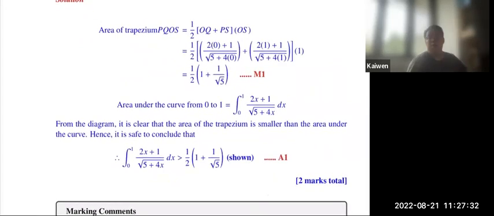Yeah. So this is the solution. This is how I've written it down. So I find the area of the trapezium PQOS. Then I get it down here. Then after that, I realize that it is actually half 1 plus 1 over root 5. And then I explain that the area under the curve is that formula as well. And therefore, I say that it is pretty clear that the area of the trapezium is actually smaller than the area under the curve. Hence, it is safe to conclude that the following inequality holds. And that is how you do this question.